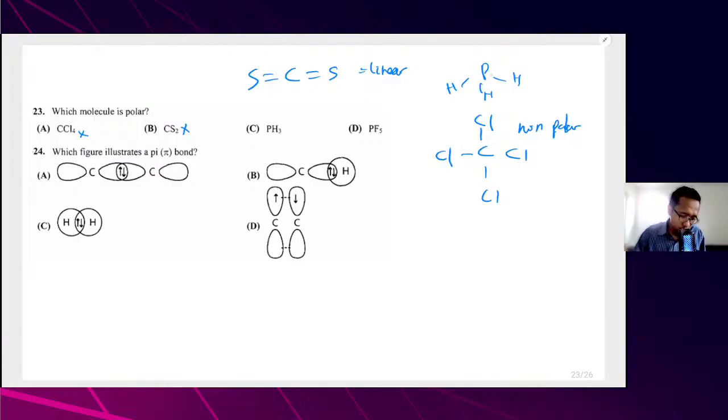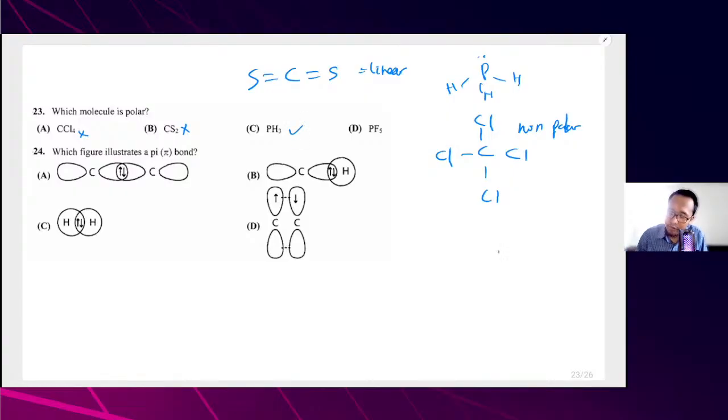Phosphorus is in group 5, right? So there would be one lone pair. So it is trigonal pyramidal. Okay, pyramidal. It might be this one.